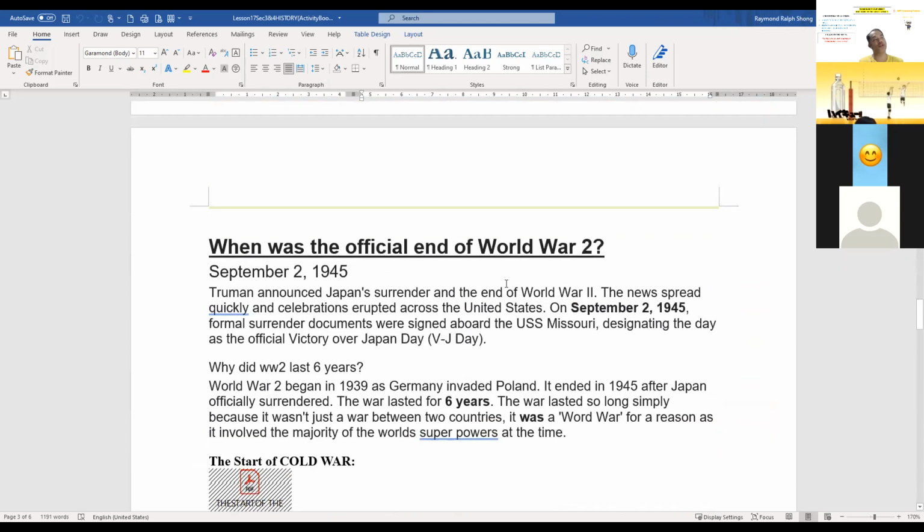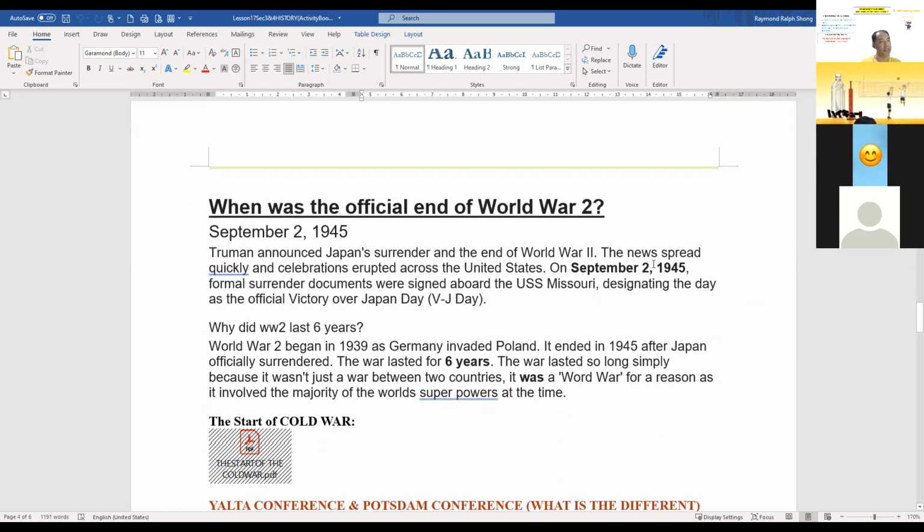So when was the official end? September the 2nd. Because the war ended on September 2nd, guys, you have to take note that in between there were two conferences before, and then the actual end after that. So why 2nd of September? Because on 2nd of September the Japanese surrendered, after the atomic bombs on two places, Hiroshima and Nagasaki.